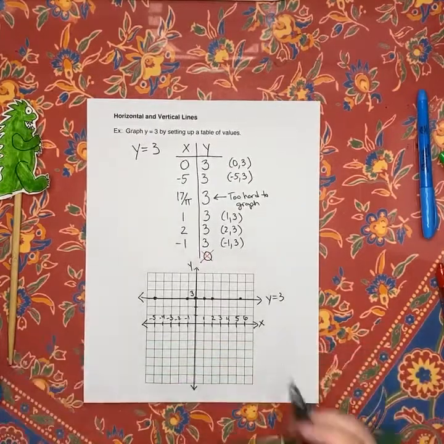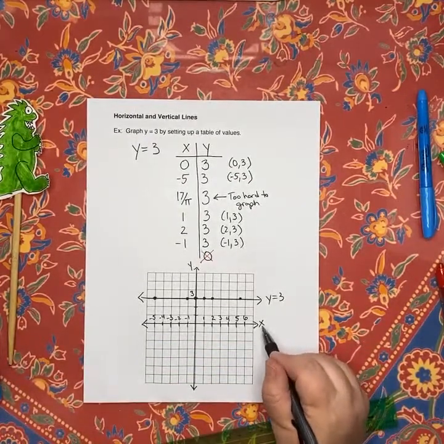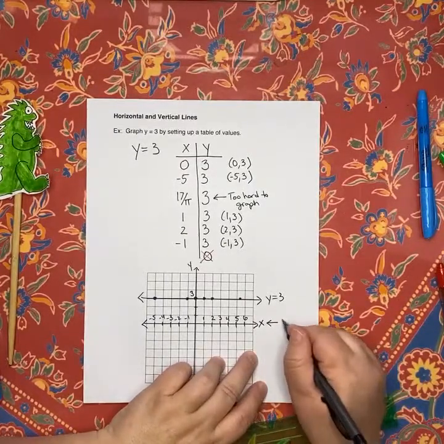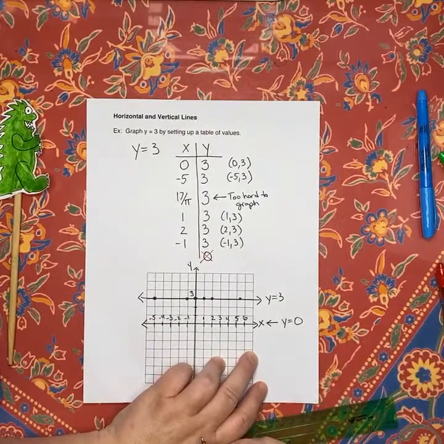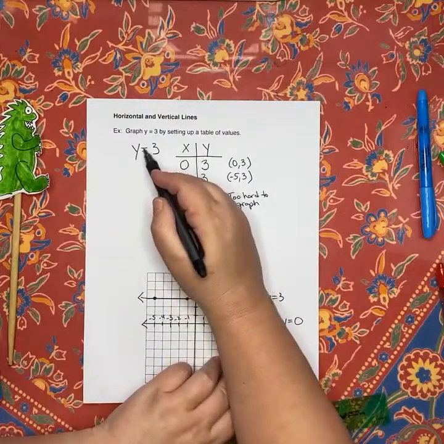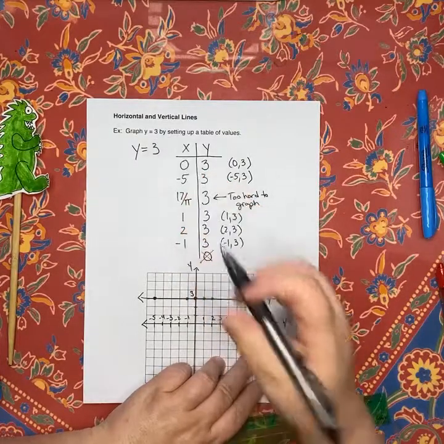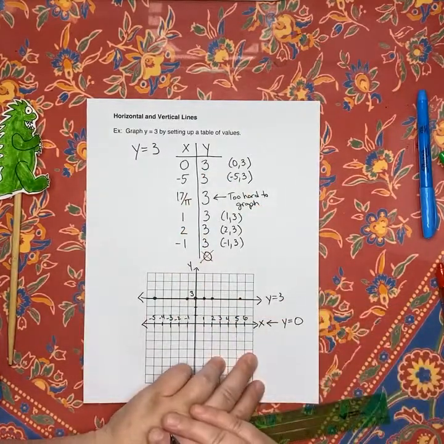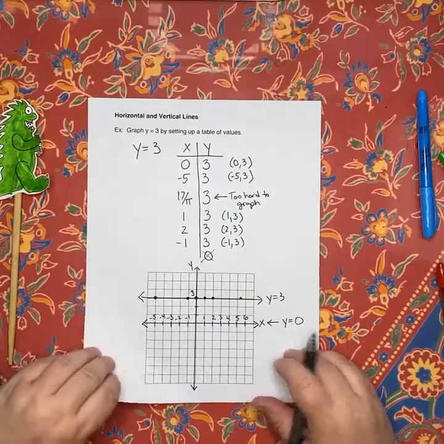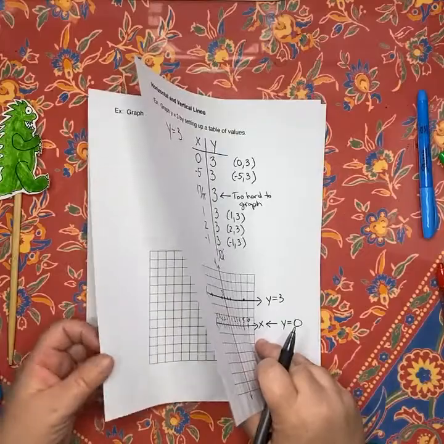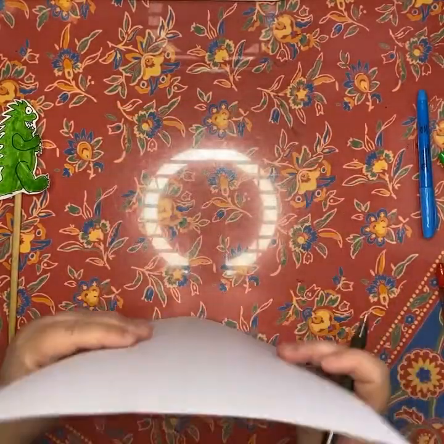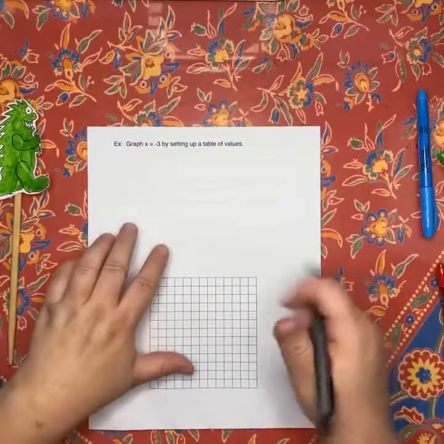What if I asked you, what's the equation that corresponds to the x-axis? The x-axis is just y equals 0. So if you've got y equals a number, either you remember that it's a horizontal line, or you just try some points and you get that it's a horizontal line, which is kind of cool. Okay, what have we got? Oh, we've got a very similar one. Graph x equals negative 3 by setting up a table of values.